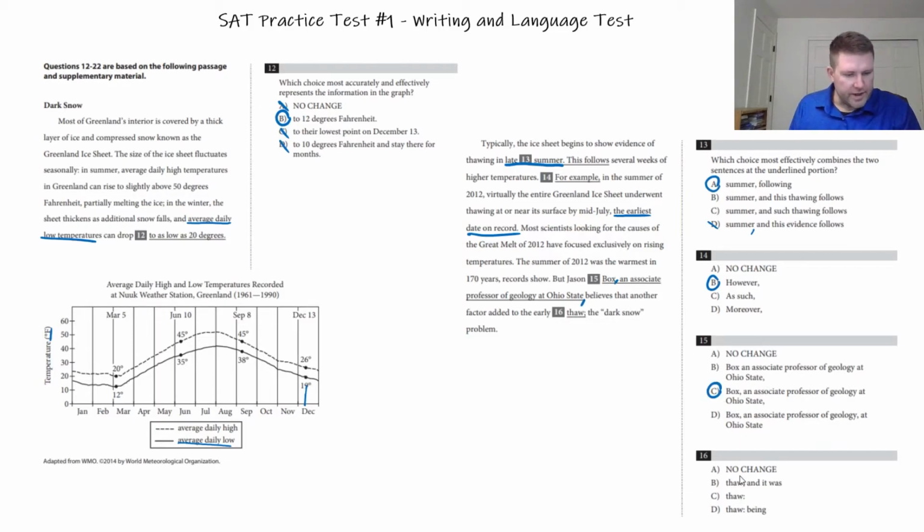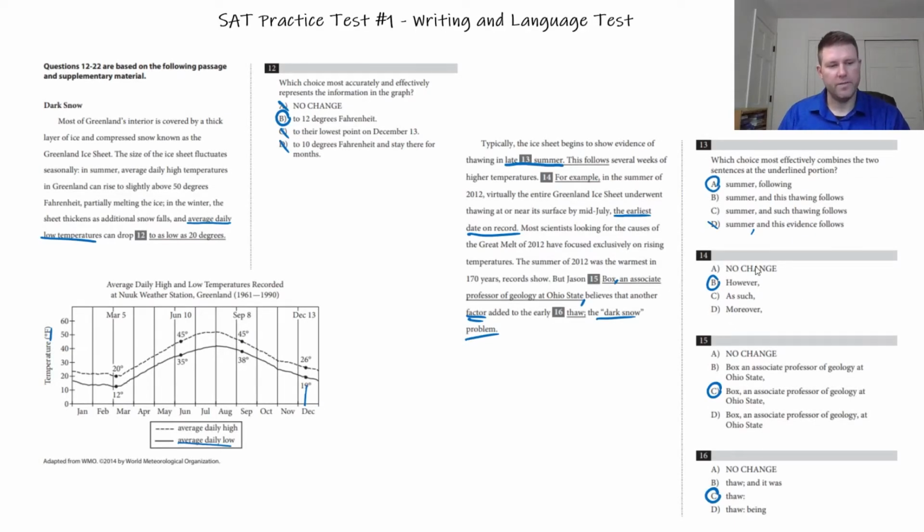And then looking at 16, this is a proper use of a colon, as you're going to see. So Jason Box believes that another factor added to the early thaw: the dark snow problem. Notice how they're setting up the entire sentence to announce what this factor is. It's like it was another factor, colon, the dark snow problem. Okay, this is when you use colons. It's when you're setting up the entire sentence to announce or define or declare something. And this is a perfect use of that exact scenario.